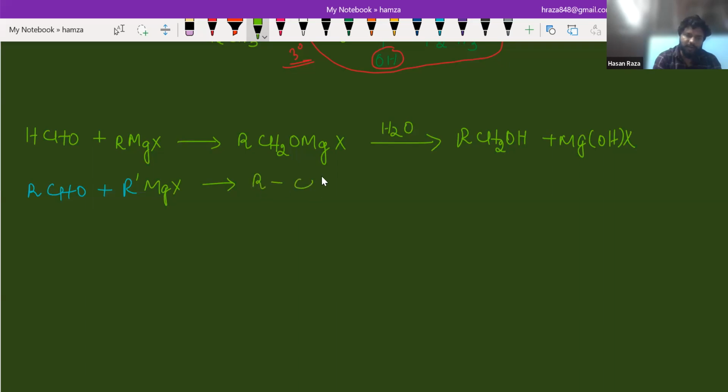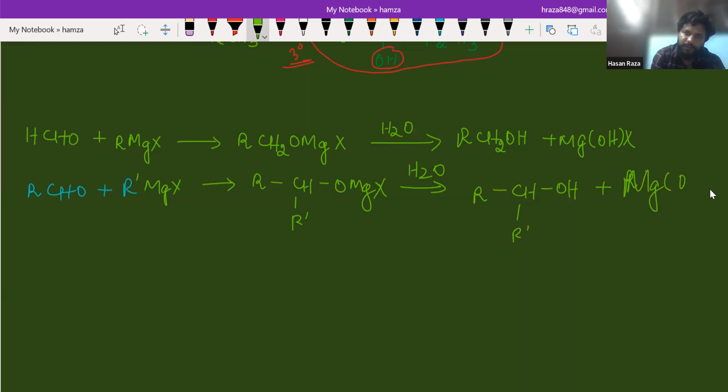The product will be R, CH, R dash, OMgX. And after hydrolysis, you will get R, CH, R dash, OH, and the byproduct will be the same, MgOH.